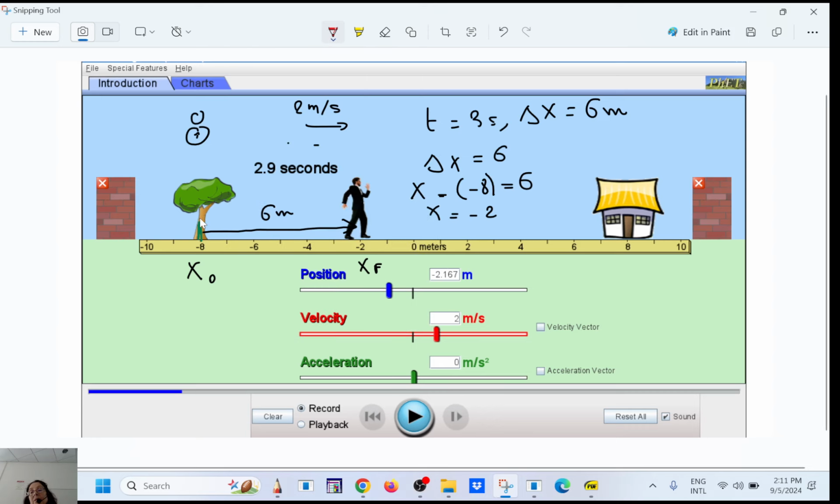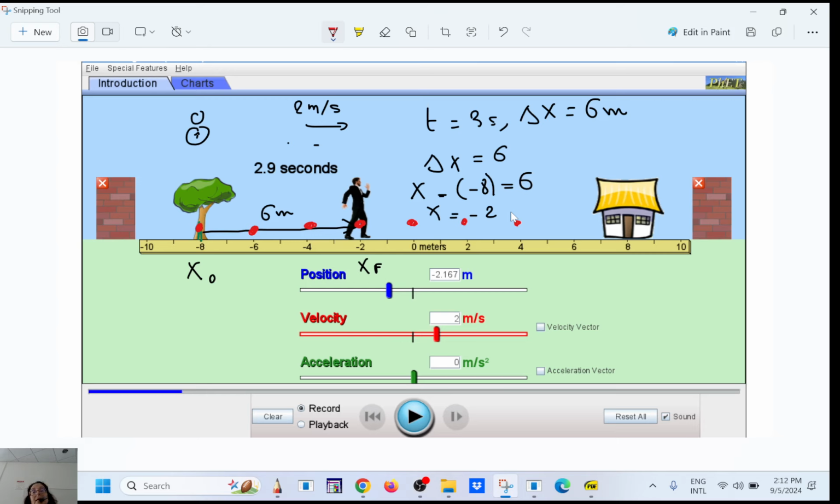That's based on the equation. So you start from here. After 1 second, you're going to be here. After another second, you're going to be here. After another second, you're going to be here. And so forth, and so on.